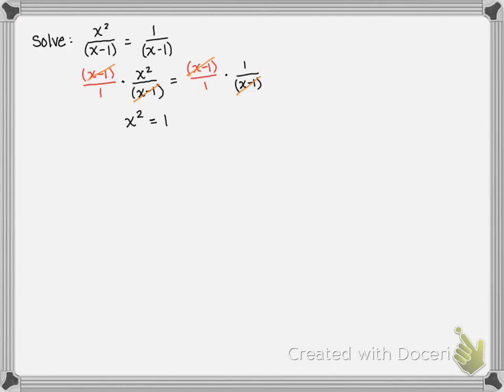Is this where we're equaling it to 0? Yeah, we've got to get 0 on one side, so we'll subtract 1 from both sides. And then factor. So x plus 1 times x minus 1 equals 0. And then we set each factor equal to 0, and we get x equals negative 1 and x equals 1.